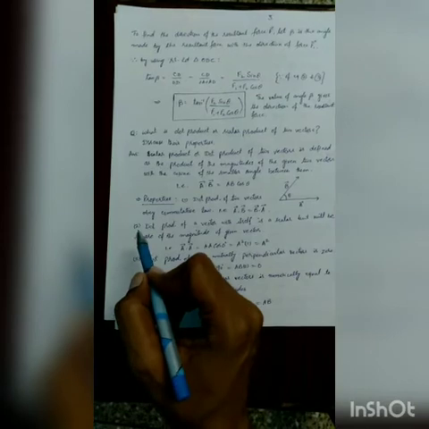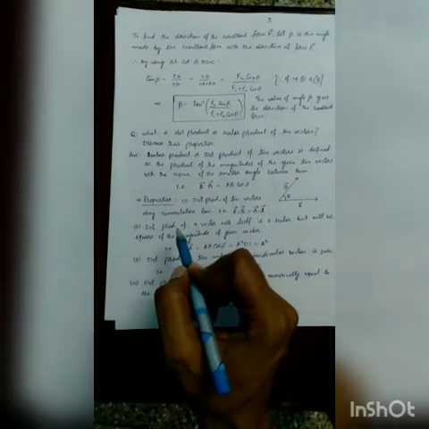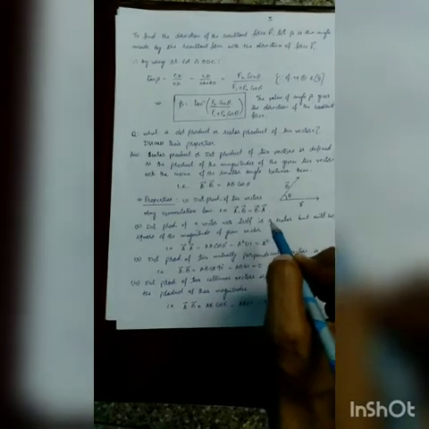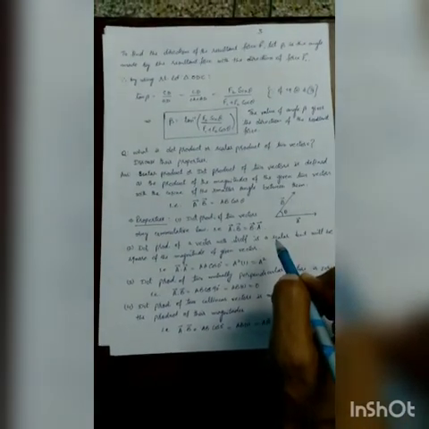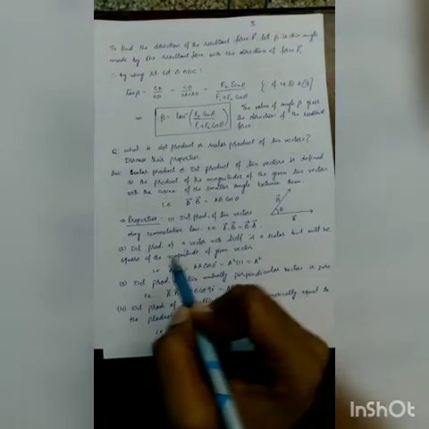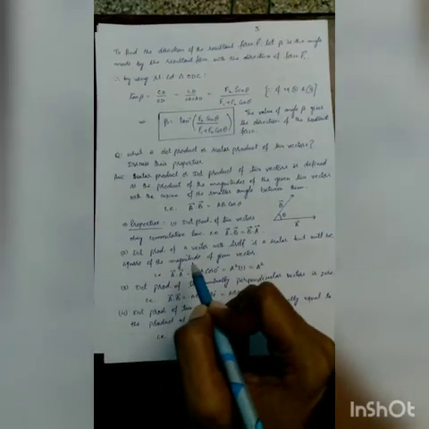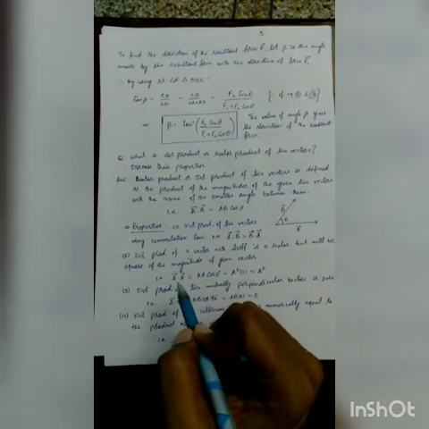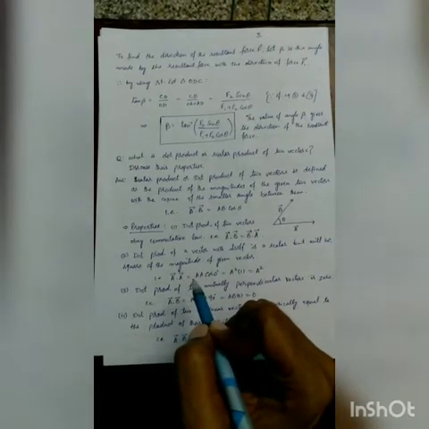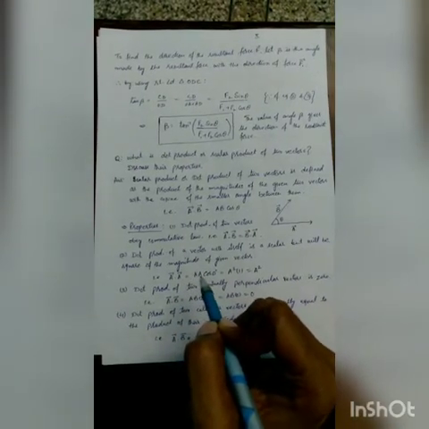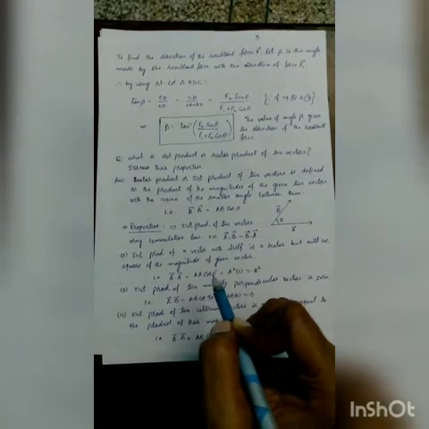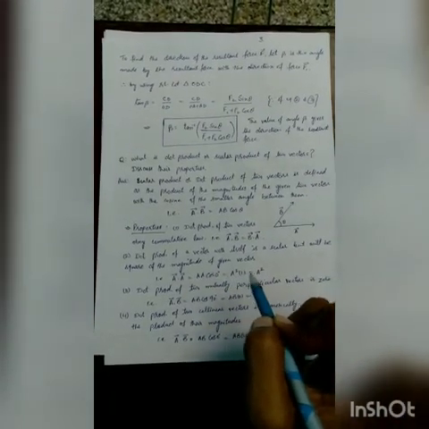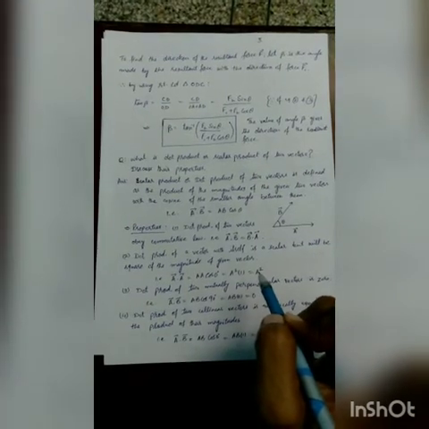Next property: the dot product of a vector with itself is a scalar. What will it be? The square of the magnitude of the given vector. That is, a vector dot a vector is equal to a into a cos 0 degree, that is equal to a square into 1, that is equal to a square.